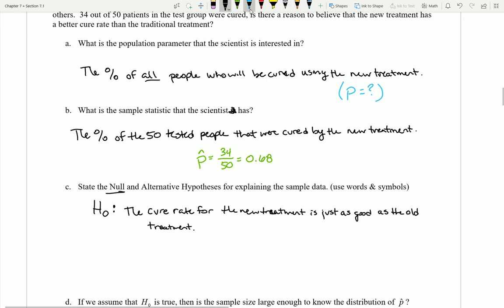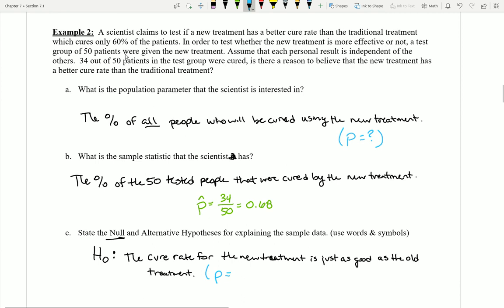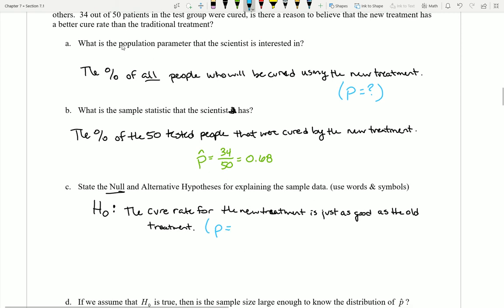If I was to put that in symbols, down here we're kind of saying that if the new treatment is just as good as the old one, then what percentage of people should it cure? Well, based on what the problem said, the old treatment only cured 60% of patients. And so if they do the same amount of curing, then here we're going to claim this is 60%. Notice here, my H0 always has an equal sign in the symbolic representation.